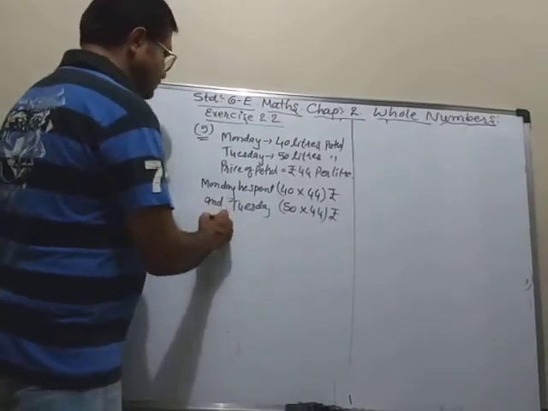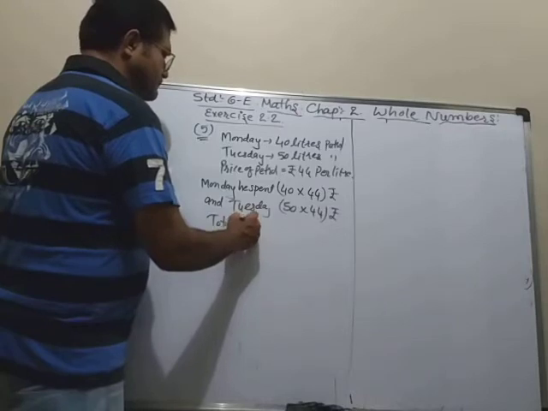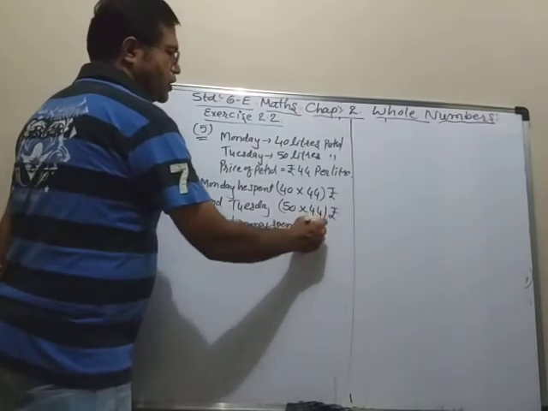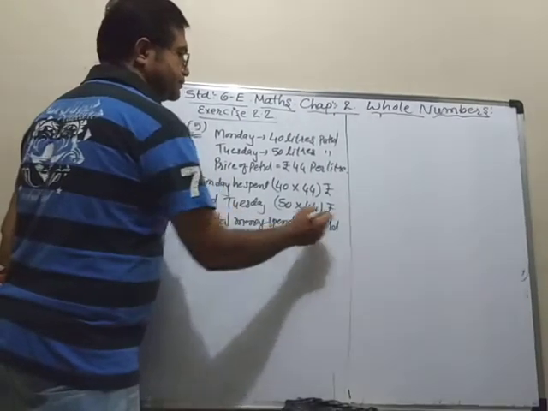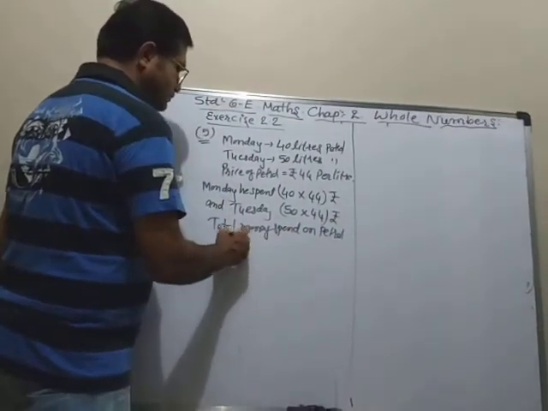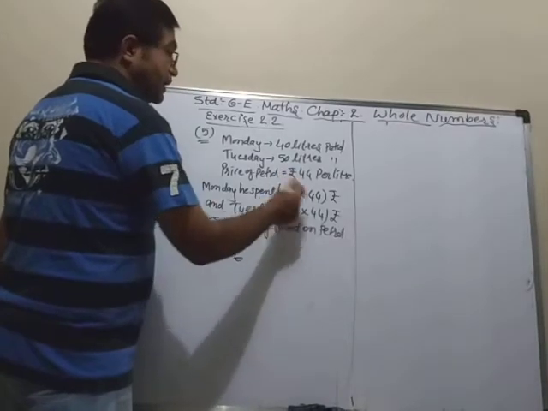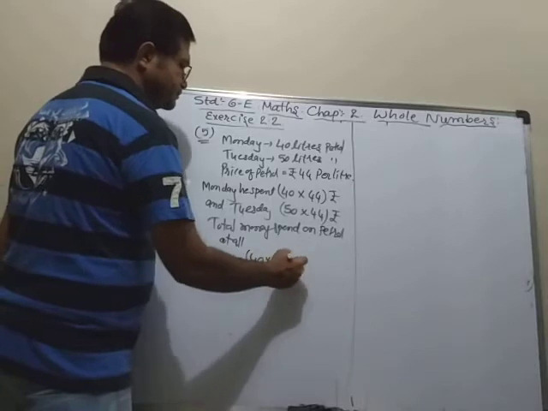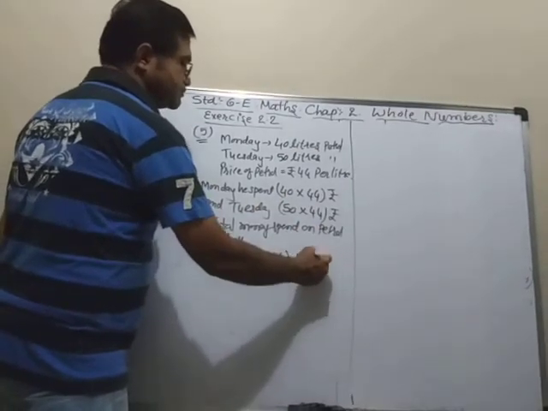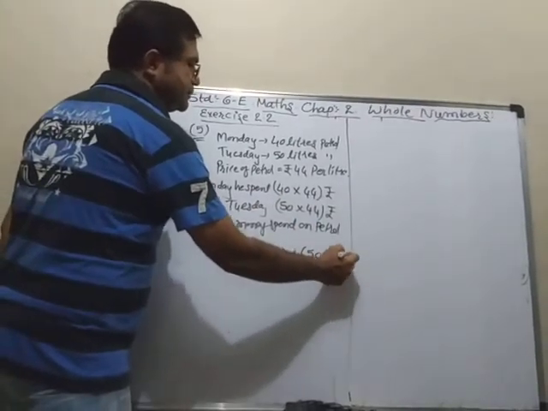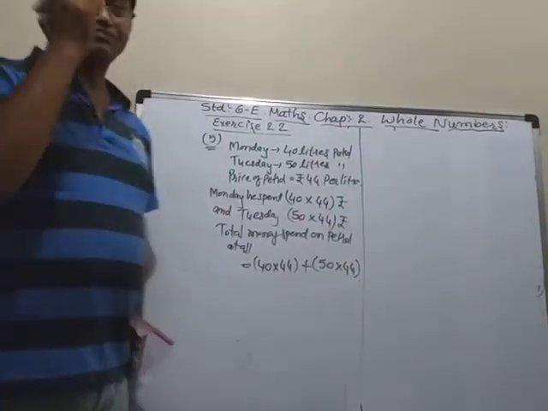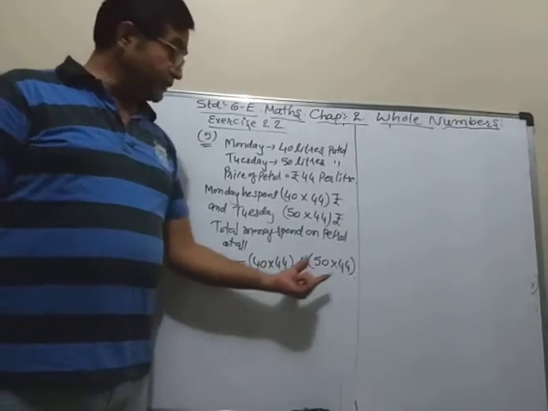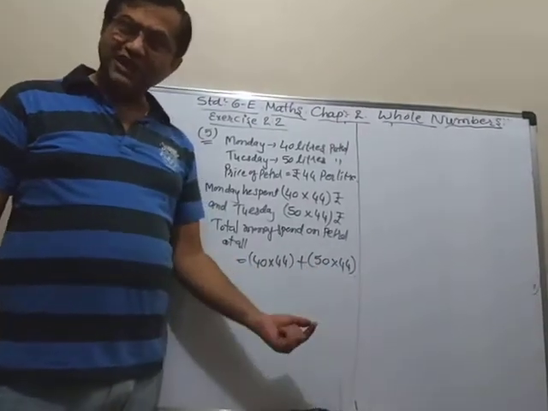So total money spent on petrol at all, we have to add them, means 40 multiplied by 44 plus 50 multiplied by 44. Now what will we do? We multiply this one, we multiply this one, and then we add?